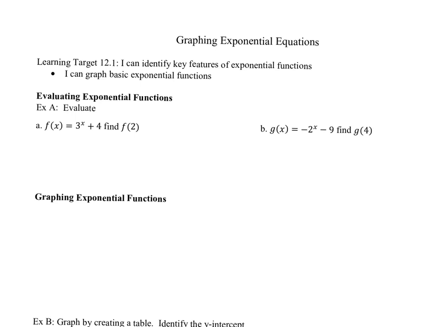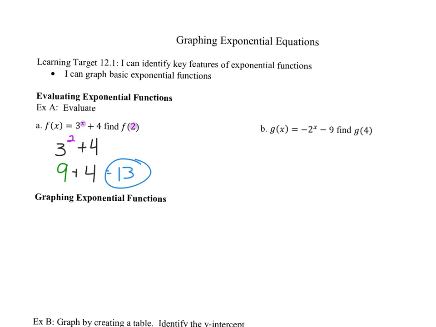If we have f of x equals 3^x plus 4, and I want to find f of 2, remember that the 2 goes in wherever x is, because it's your input. So I'm going to do 3 to the second power plus 4. That's the setup. Then I follow order of operations: 3 squared is 9, and 9 plus 4 gives me 13. So that's my answer.